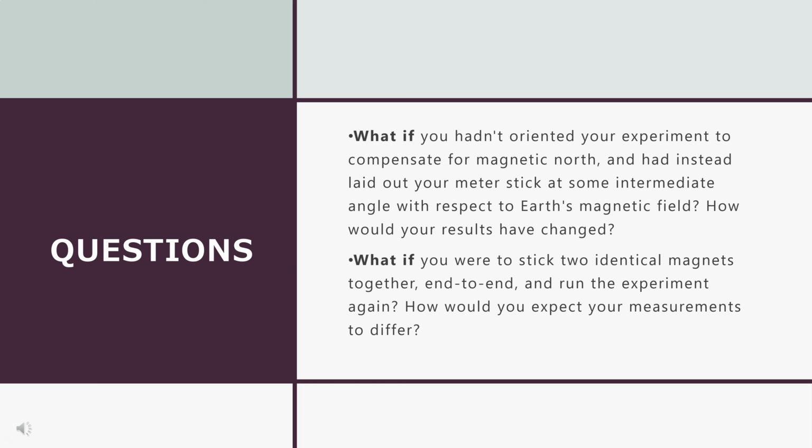And what if you were to stick 2 identical magnets together end to end and run the experiment again? How would you expect your measurements to differ? If 2 magnets were stuck end to end, that would make double the length of a magnet and twice the magnetic field. If the magnetic field were 2 times as strong, then the distances would be smaller in order to find the Rx values.